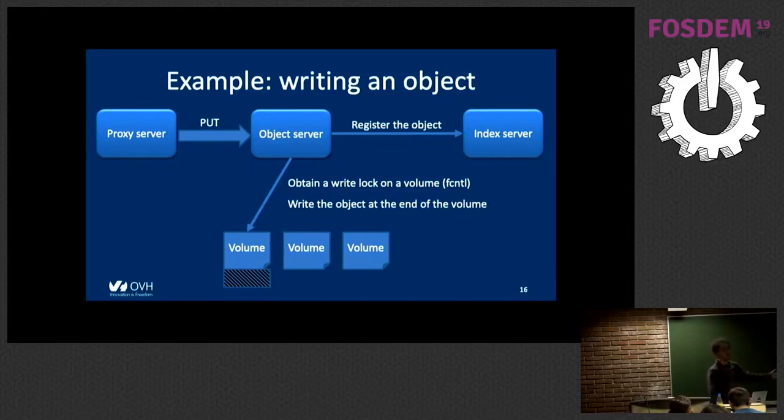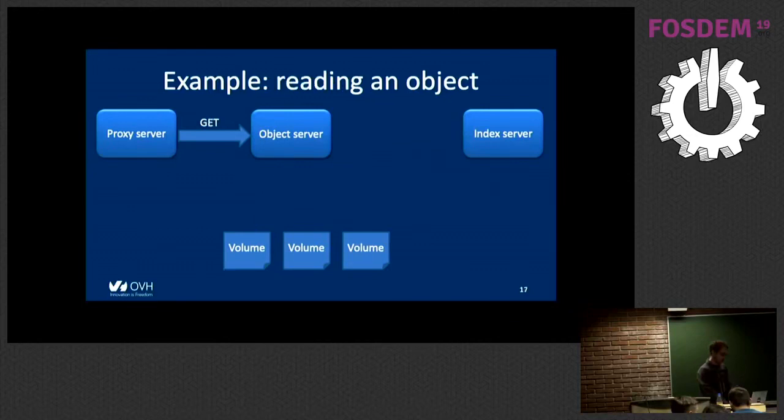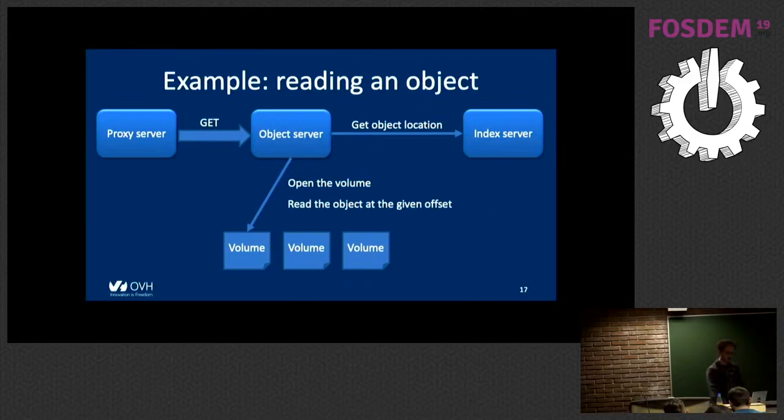If the volume doesn't exist, it will be created. If there's only one and another process is writing, we can create another one. Reading an object is easy. The proxy server again contacts the object server, which will contact the index server to retrieve the location of our object. So we get the volume number and the offset within the volume, and we can then just read that.